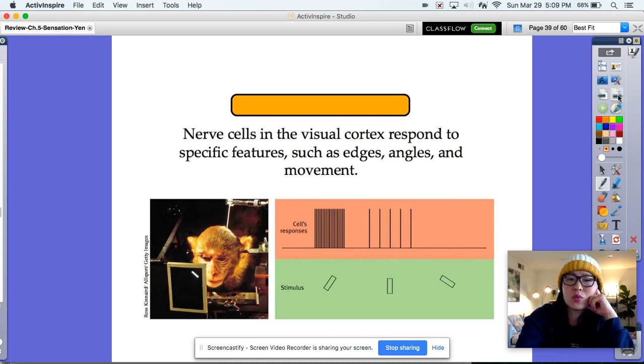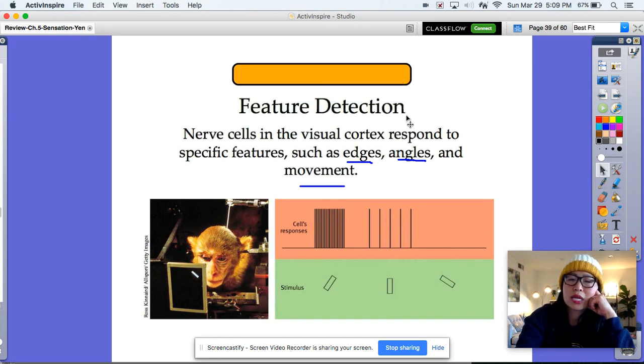Alrighty, this is the one where it allows us to detect certain features like edges, angles, and movement. This was in your practice FRQ where the soldier was able to use his feature detectors to detect edges, angles of a gun or a bush or an intruder or the movement of different items in his surroundings. So feature detectors.